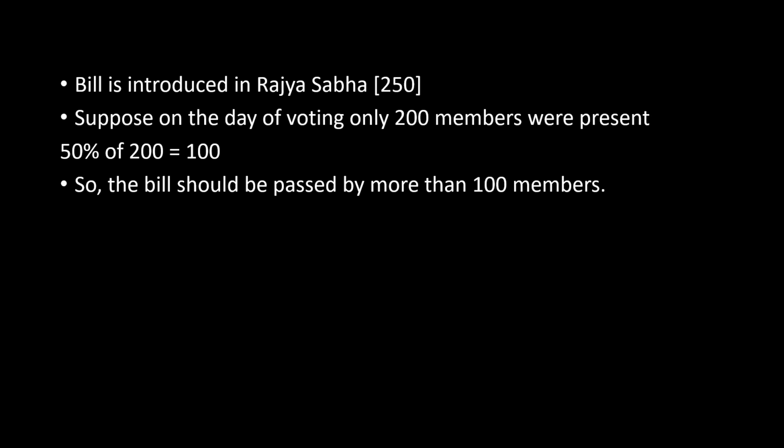I repeat once again, in case of simple majority, 50% of the members present and voting is required, and it should be passed by both the houses of the Parliament, that is Lok Sabha and Rajya Sabha. As we have seen, initiation can be taken in either house of the Parliament, Lok Sabha or Rajya Sabha. And after passing by both the houses, finally it goes to the President for his assent. And hence it will be considered as amended. So this is amendment by simple majority.